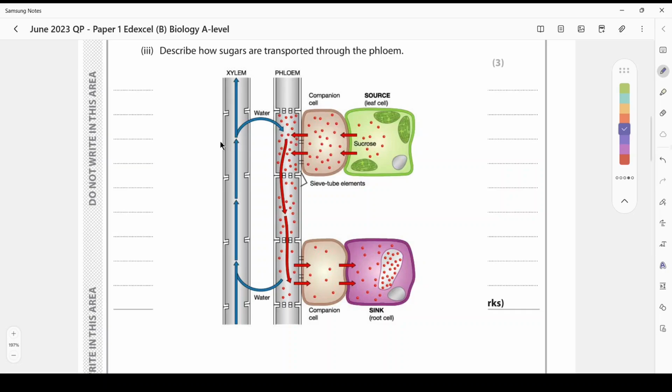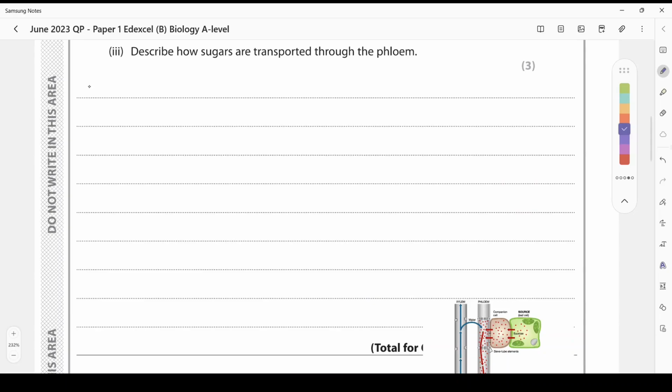And so water will want to move into the phloem via osmosis, and that would increase the hydrostatic pressure over here. At the same time, at the bottom, because you have a higher water potential in the phloem compared to the xylem, water will leave the phloem to the xylem, and that causes a decrease in hydrostatic pressure. And because of this difference in hydrostatic pressure, sugars will move from a region of higher to lower hydrostatic pressure, and then the sucrose will move out of the phloem and into the sink. So let's write that down.